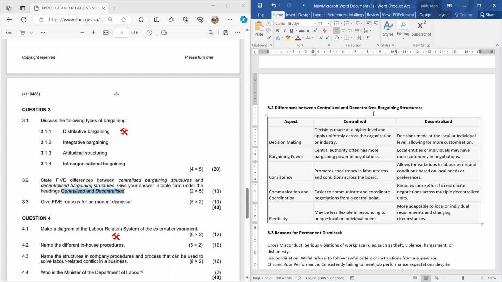They just have to abide. You understand? So they make it less flexible in terms of accommodating the personal needs of each individual at the bottom. You understand? Because they are just focused on what is coming from the top, right? And then with decentralized bargaining structures, in terms of flexibility, it is more adaptable to local or individual requirements and changing circumstances, right?